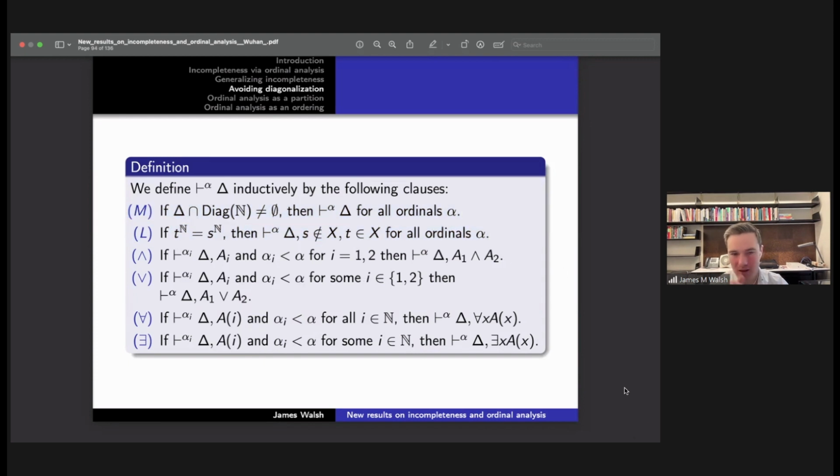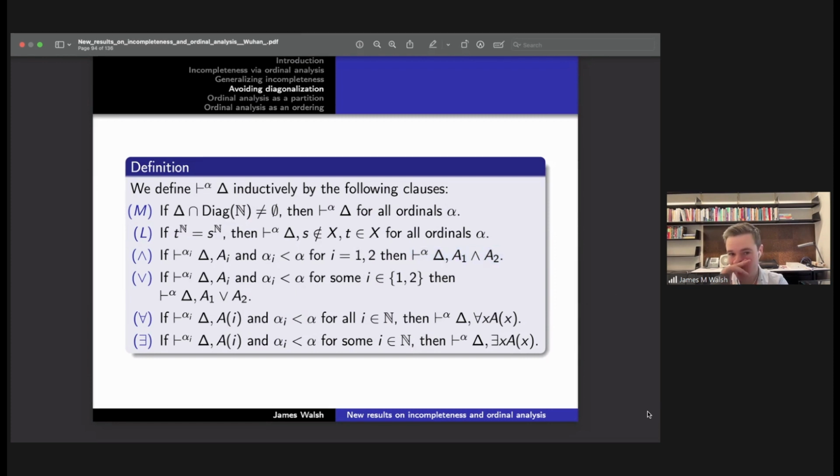So if delta, A1 has a proof of rank alpha 1, and delta, A2 has a proof of rank alpha 2, then we get a proof of the conjunction, right? So delta together with A1 and A2, for any alpha that's greater than both alpha 1 and alpha 2. So if you have a proof of A1 and a proof of A2, then already at the very next ordinal, you get a proof of their conjunction.